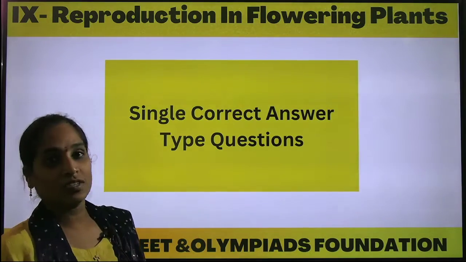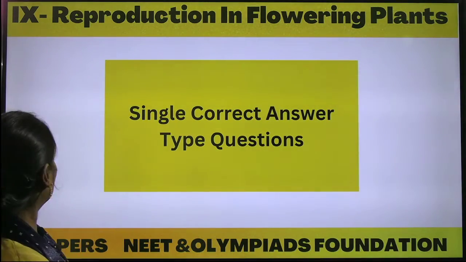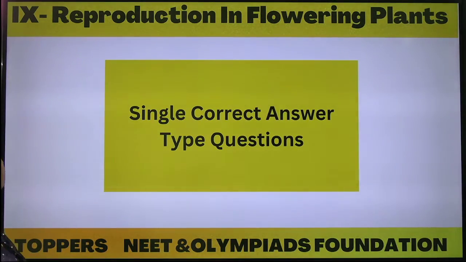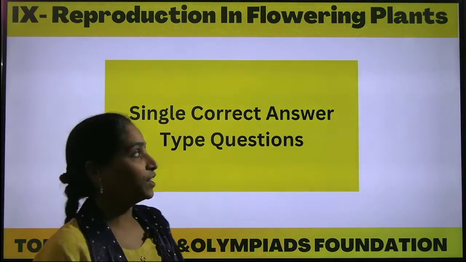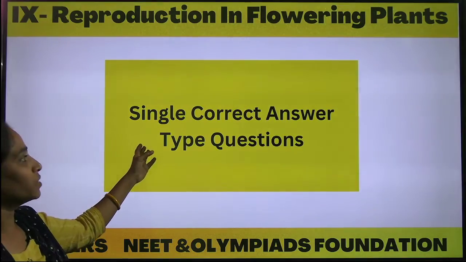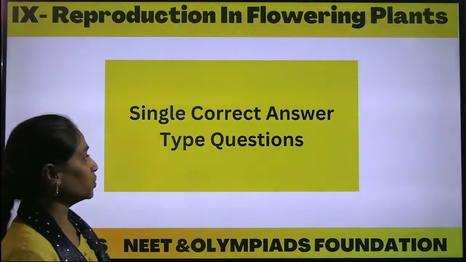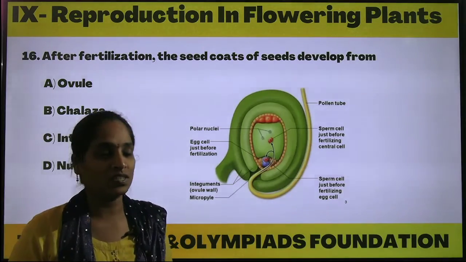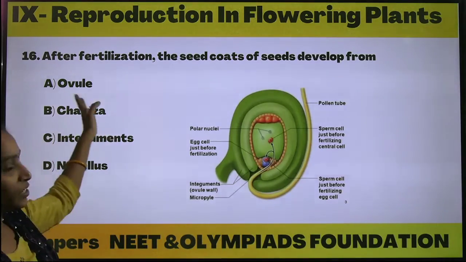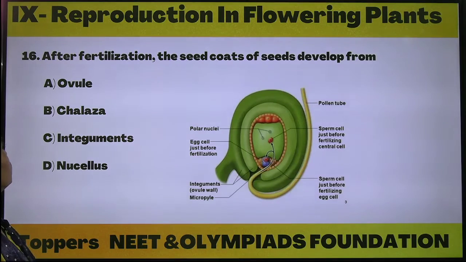So today we are going to discuss the second part of Toppers NEET Olympiad Foundation course of class 9. The topic is reproduction in flowering plants. Today also we are going to discuss single correct answer type questions. Up till yesterday we have discussed only 15 questions, so today we are continuing with the 16th one. Let us see what the question is.